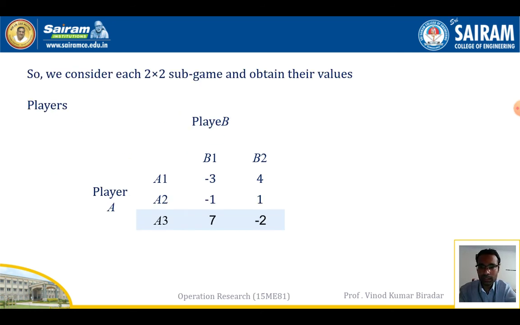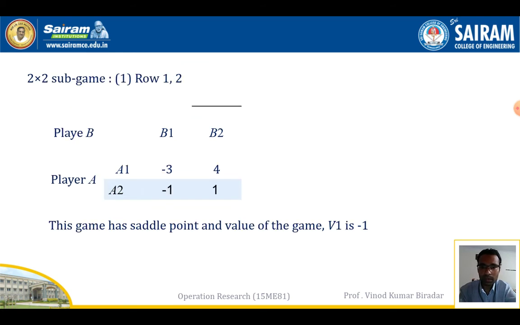So here, just to compare: minus 3, 7 is the highest, 4, minus 2 is the lowest. So it is also a comparison of what 2 by 2 matrix, that is, a1 and a2, we have to consider with b1 and b2. So here this game has a saddle point, the value of the game is minus 1. Just to check, here the minimum minus 3 will be there and here minus 1 will be there, so therefore the value of the game we got here is minus 1.